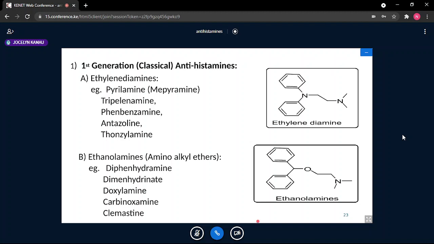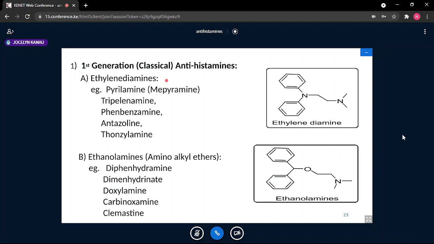So as I had said, we go back to the first generation. And the first generation, again, just as we looked at the non-steroidal anti-inflammatories, is divided into quite a number of subclasses, about 6 subclasses. And the first generation is what we normally call the classical antihistamine.